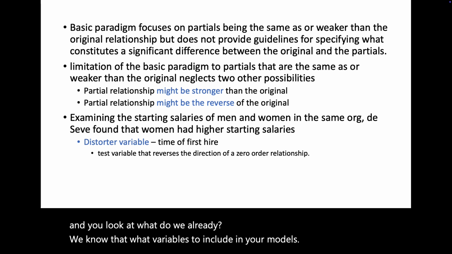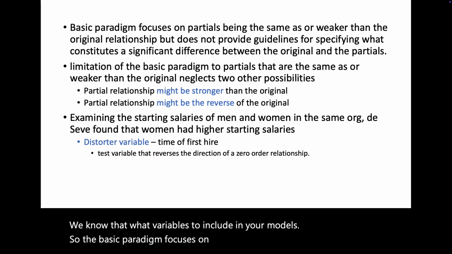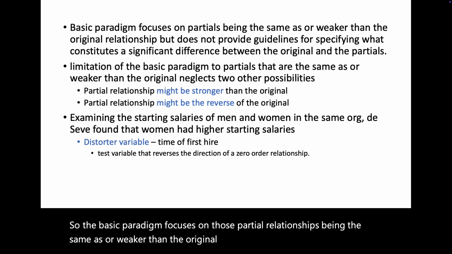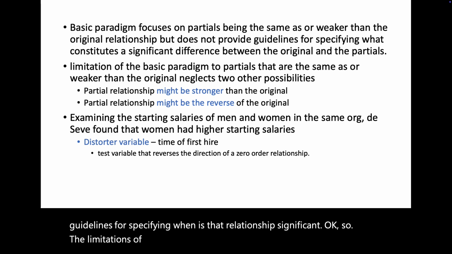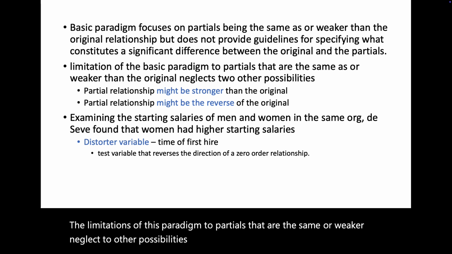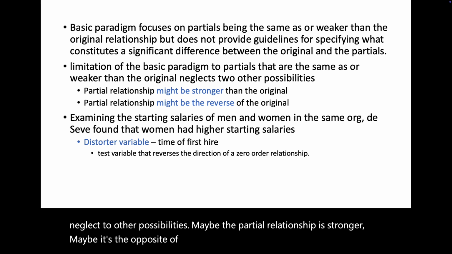So the basic paradigm focuses on those partial relationships being the same as or weaker than the original relationships. But it doesn't give us any guidelines for specifying when that relationship is significant, okay? So the limitations of this paradigm, limiting us to partials that are the same or weaker, neglects two other possibilities. Maybe the partial relationship is stronger. Maybe it's the opposite of the original relationship.